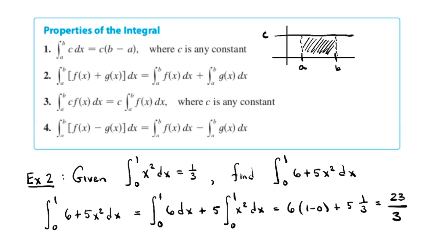Well, I basically use these properties to break it apart. So the integral of 6 plus 5x squared, using a combination of properties 2 and 3, is the integral of 6 dx plus 5 times the integral of x squared. I'm just breaking the integrals apart. The integral of 6 from 0 to 1 by property 1 is 6 times 1 minus 0. And the 5 times, we were given the value of the integral from 0 to 1 of x squared, which is 1/3. So if you add it all up, you get 23/3. Okay.